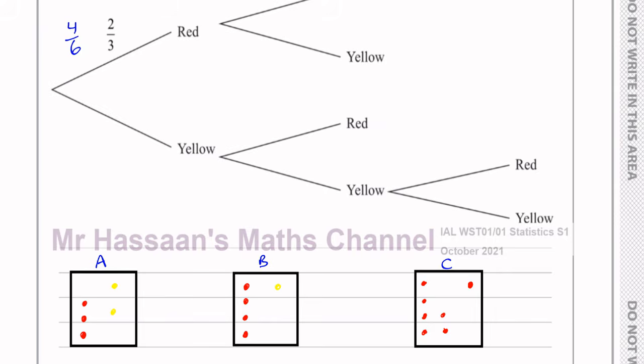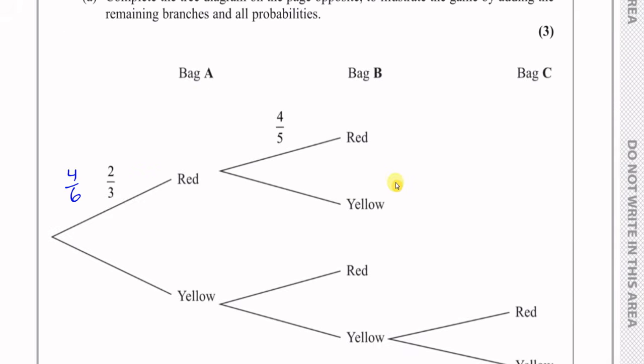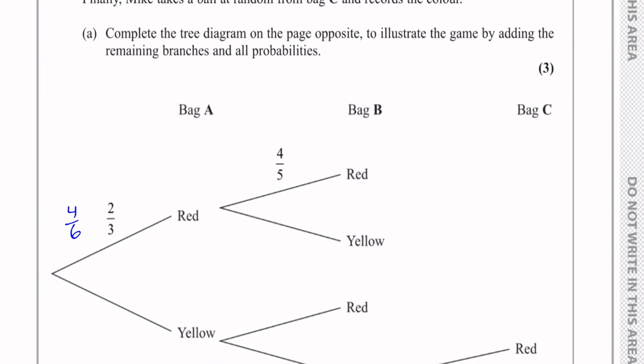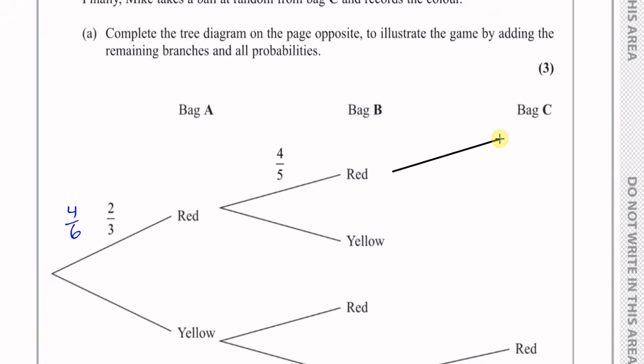Once he's picked the ball, he puts it in this bag. So C now has 8 red balls and no yellow balls. So the probability of picking a red ball from C is going to be 1, and the probability of picking a yellow ball from C is going to be 0. So the probability for the next red is going to be 1. There will be no probability of picking any yellow from there.